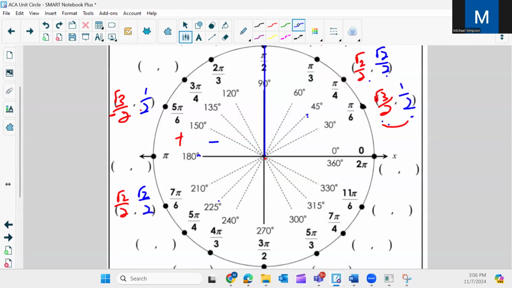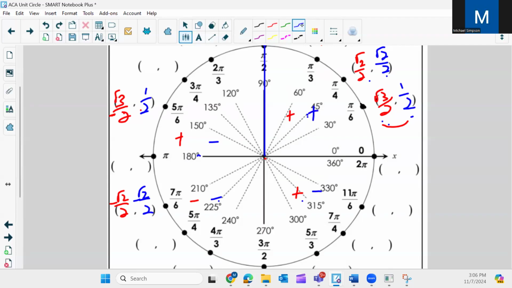In this quadrant now, in the third quadrant, both the x and the y values are negative, so put a negative there and a negative there. And so you can keep on going and fill out the rest. In the fourth quadrant now, the x value is positive, but the y value is negative. In the first quadrant, they're both positive. All right, guys, that's what I want you to get.